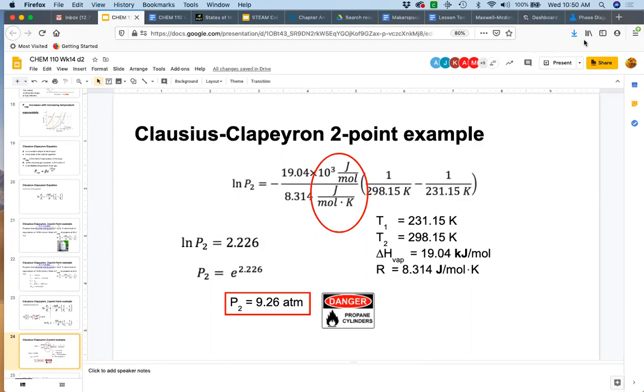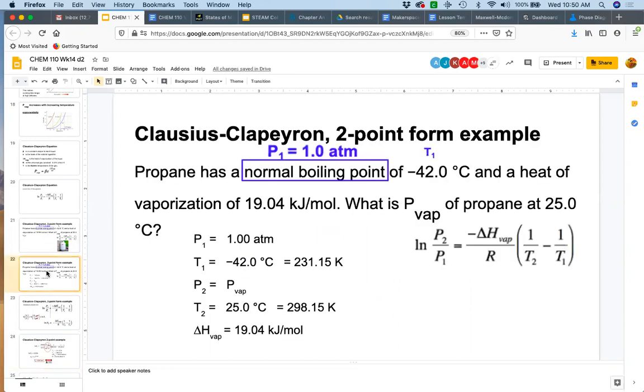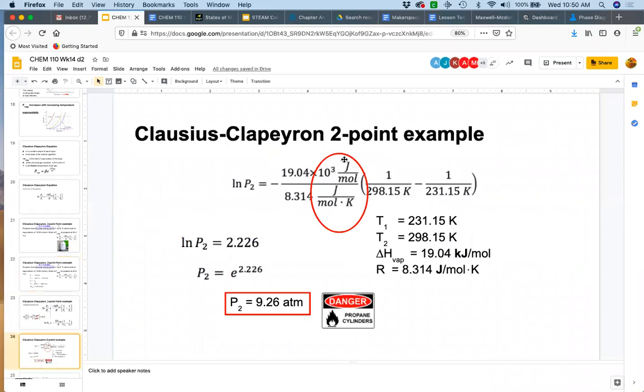Ooh, the heat of vaporization. Do you notice that the value that we were given in the problem was in kilojoules? Notice here, this is kilojoules per mole, but in order to be able to cancel my units, I have to convert my kilojoules to joules per mole.